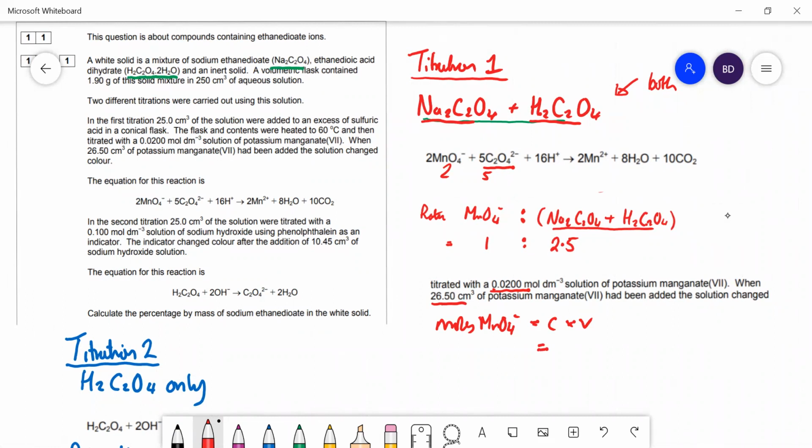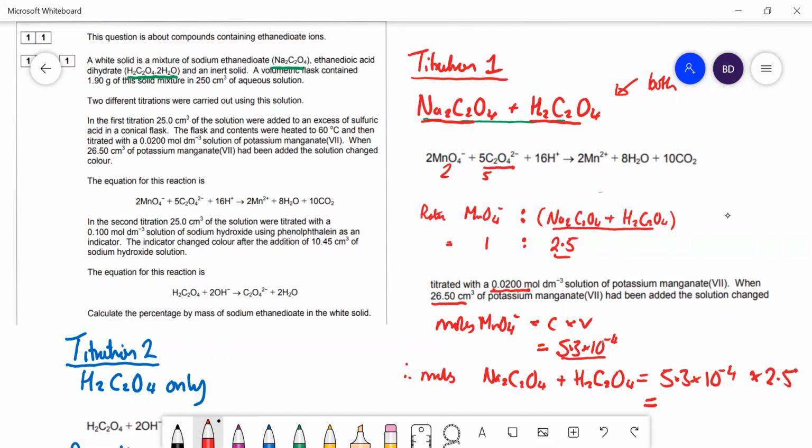That gives you a number of moles of 5.3 times 10 to the minus 4 moles of manganate. So therefore, the moles of the ethane dioate, of the sodium ethane dioate, and of the ethane dioic acid is equal to 5.3 times 10 to the minus 4 multiplied by 2.5, because that's the ratio, and that gives us a number of moles of, I have to go down here a bit a minute.